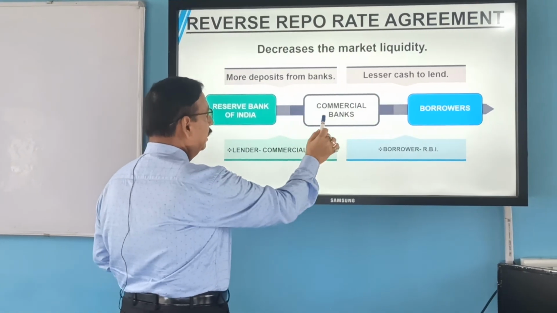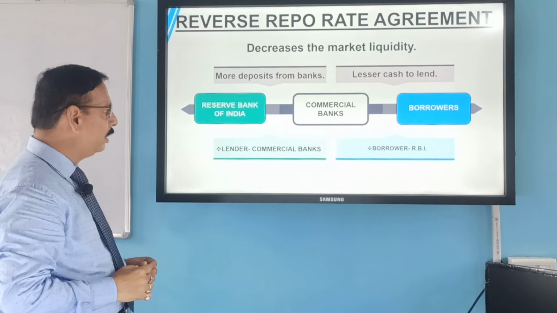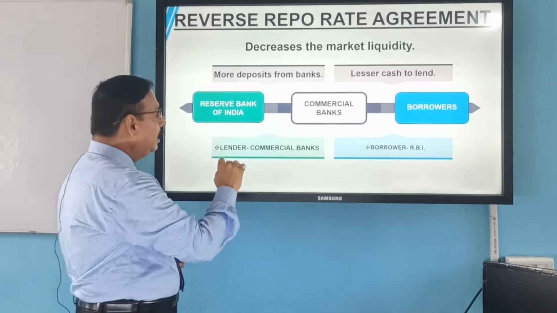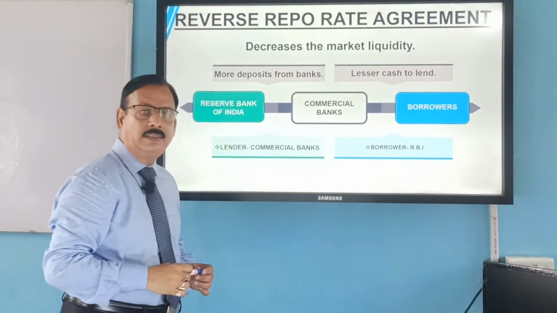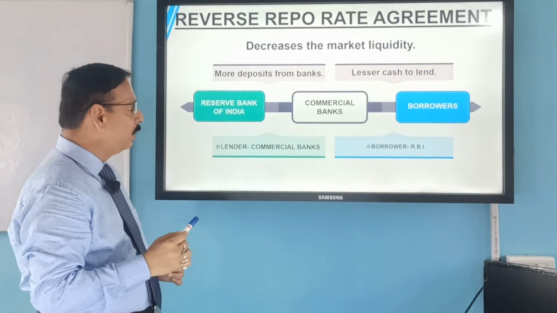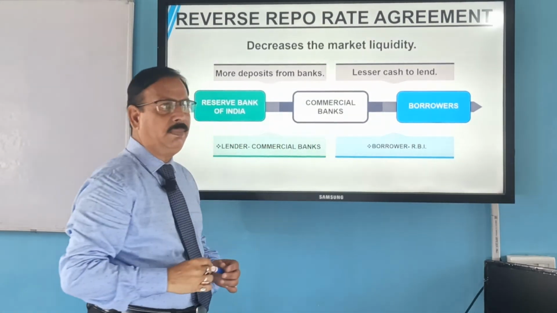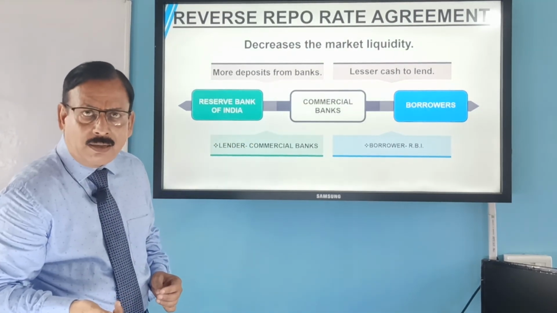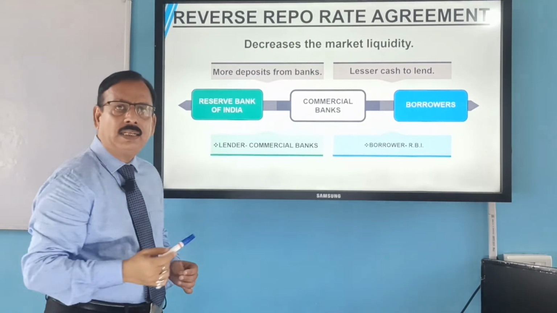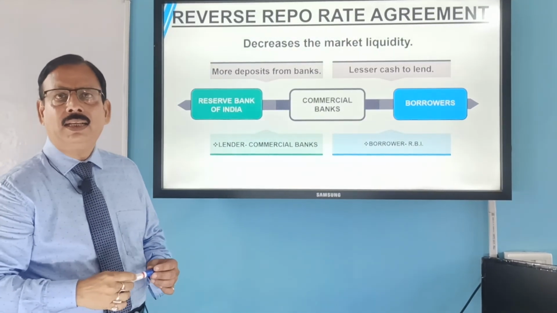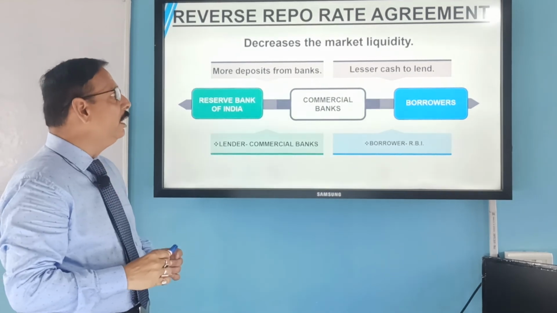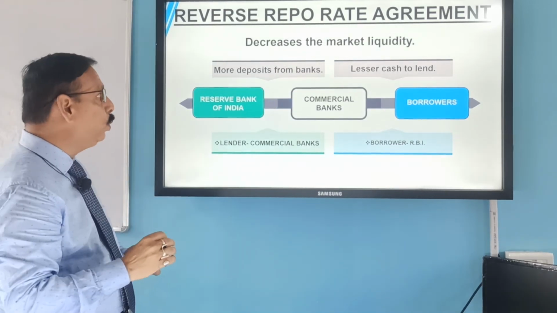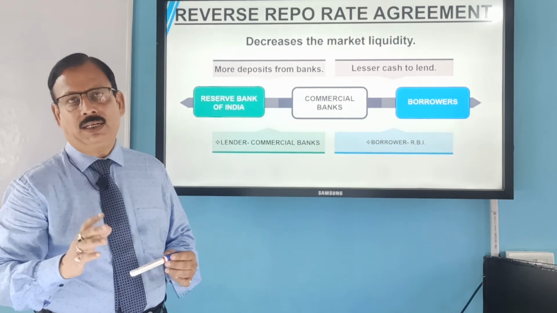Here the lender is commercial bank, where in repo rate lender was RBI. Here the borrower is RBI. In the repo rate what was that? The borrower was commercial bank. Repo rate increases money supply in the market and reverse repo rate decreases money supply in the market. And these agreement purpose is to control money supply in the market.